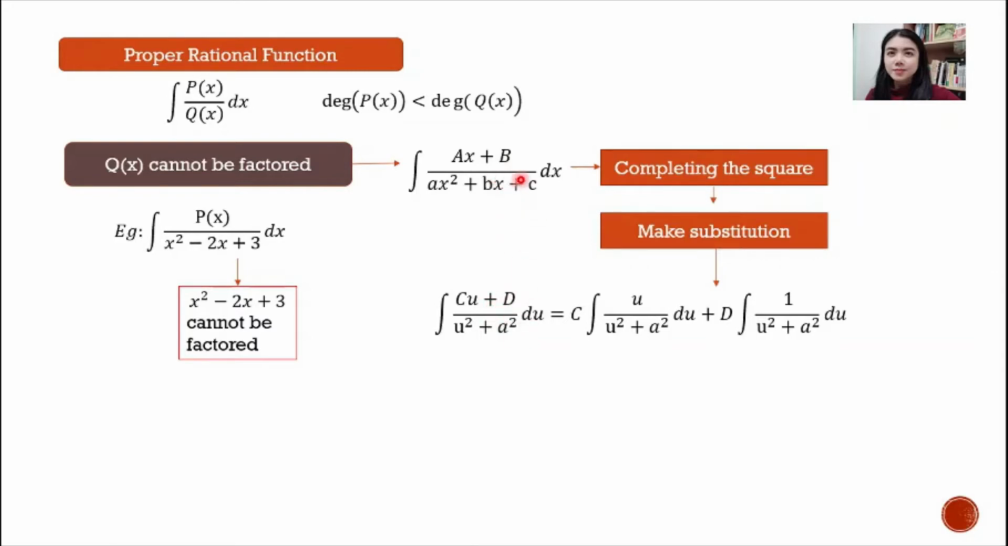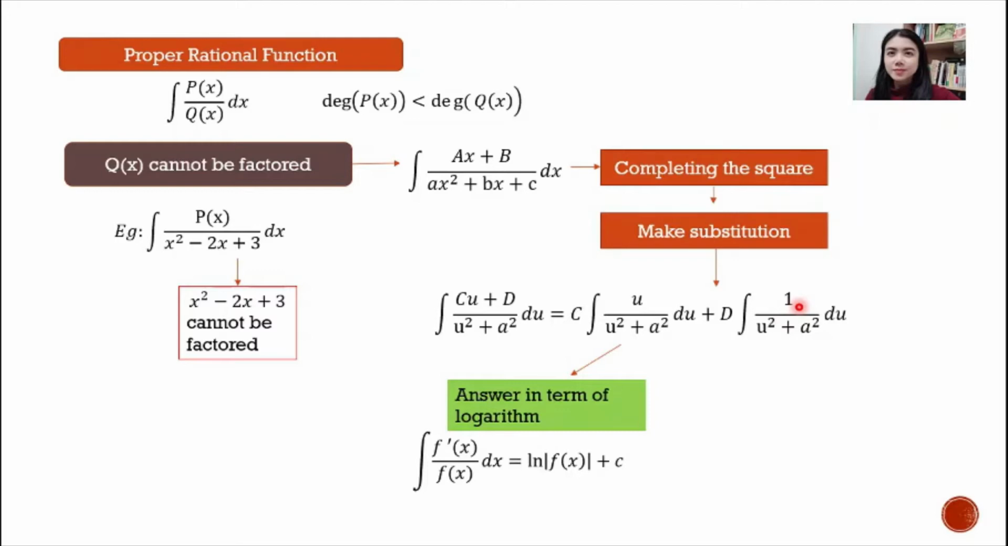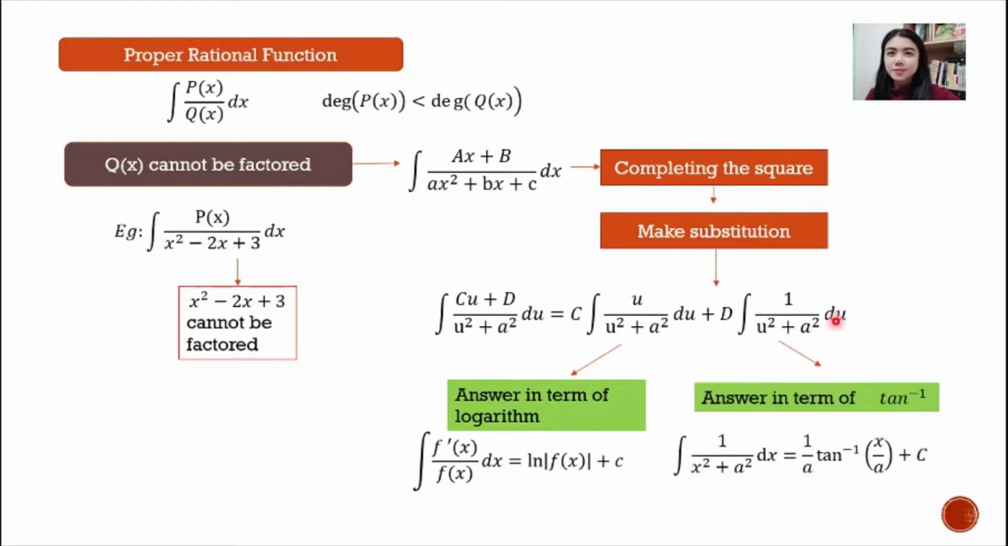Initially we have the integration with respect to x. Now we have the integration with respect to u. Then from this integration with respect to u, we're going to separate it into two integrations. The first integration has the u at the top, and the second integration only has a number at the top. For the first integration, you will have the answer in terms of logarithm, and for the second integration, you have the answer in terms of tangent inverse. So you're going to apply this formula.